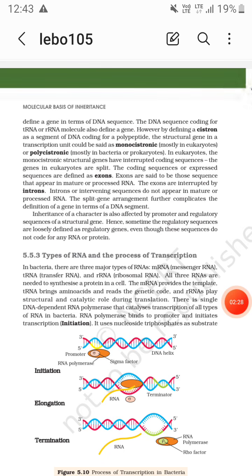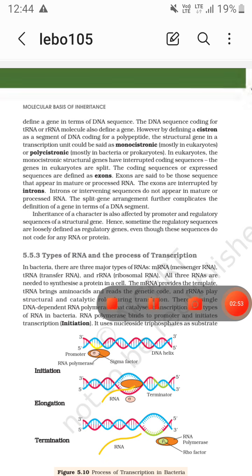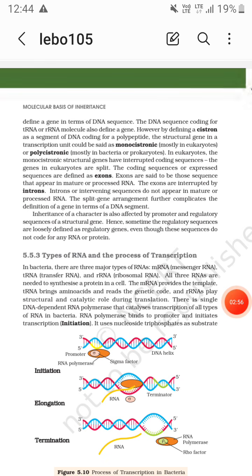Now, in eukaryotes, we see exons and introns. The monocistronic structural genes have interrupted coding sequences. The genes in eukaryotes are split. The coding sequences or expressed sequences are defined as exons. What are these exons? The exons are said to be those sequences that appear in mature or processed RNA. The exons are interrupted by introns, or intervening sequences.